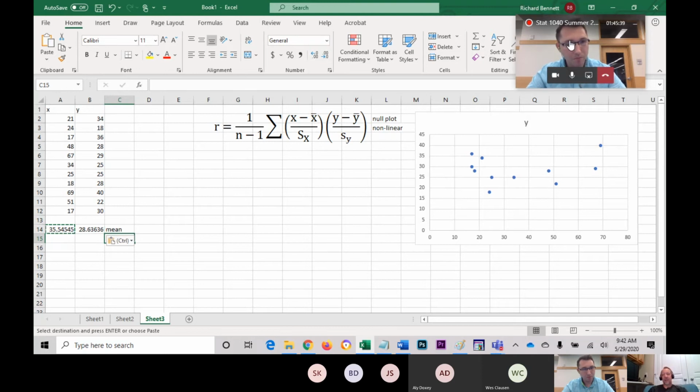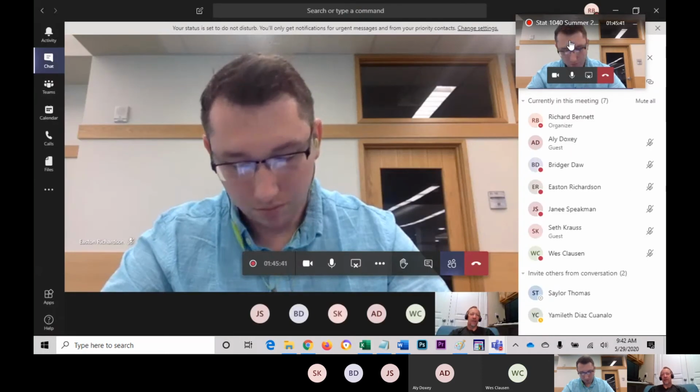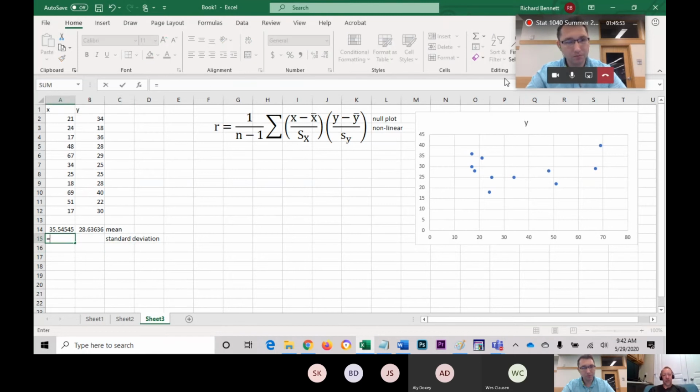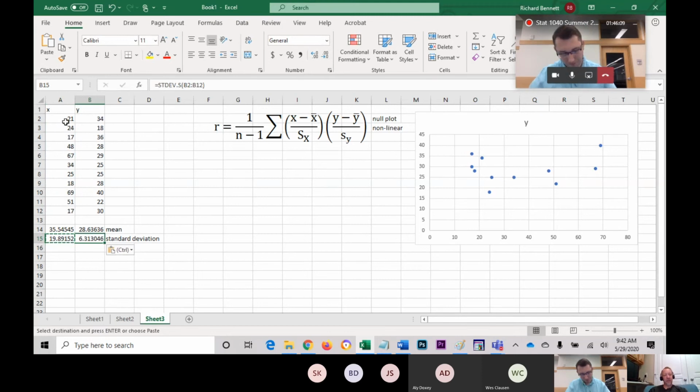What's the second step, Easton? Did you find the standard deviation? Standard deviation. Now, by the way, we're always going to assume these are samples. If you do the population standard deviation, you will get this wrong, okay? This is always a sample standard deviation. So we've got a standard deviation of 19 and 6, okay?